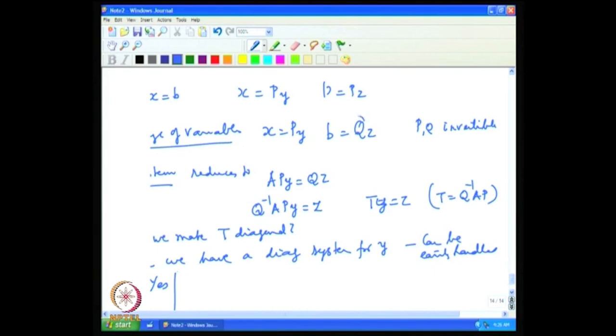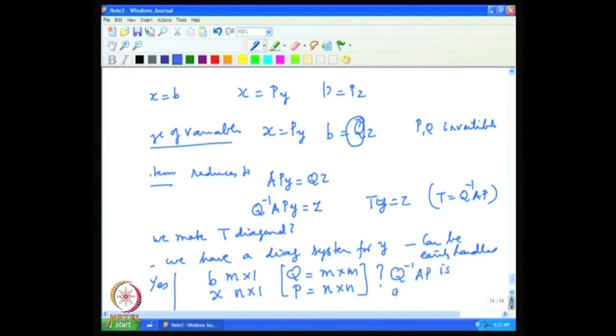Now, you see that the transformation for b involved the matrix Q. In the case of a rectangular system, b will be m by 1. So, we can choose Q to be an m by m matrix, and x will be n by 1, so we can choose P to be an n by n matrix. So, we have one transformation for the unknown and one for the known b, and then we would ask whether Q inverse AP is diagonal. We cannot ask that, because since A is rectangular, the resultant will be an m by n matrix. We cannot talk about diagonalizability of a rectangular matrix. We would like to ask something like almost diagonal. The idea of what this almost diagonal means leads to the notion of singular value decomposition.